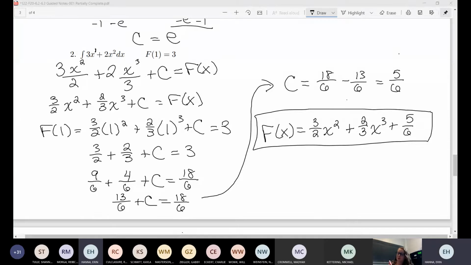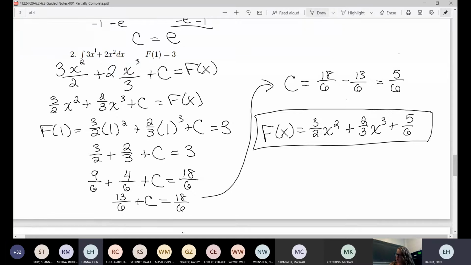Questions, concerns about that before we move on to something slightly different? Just the slightest. Wait a couple seconds in case someone's typing something.